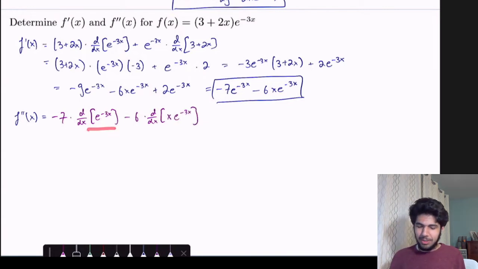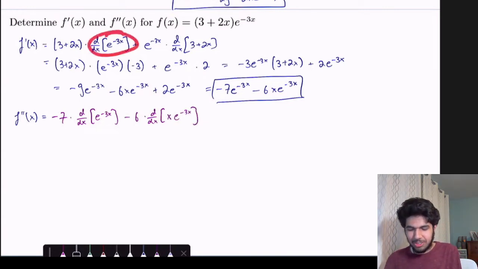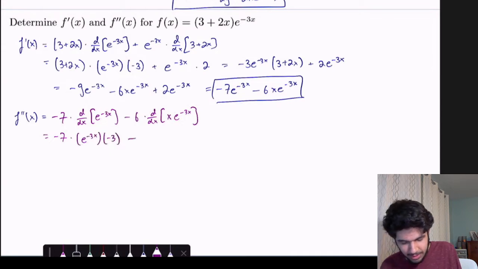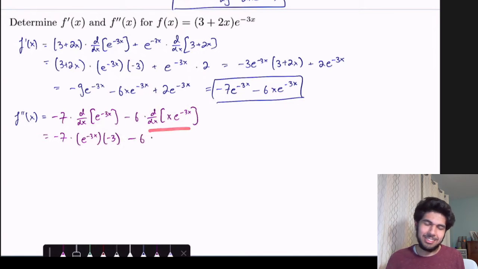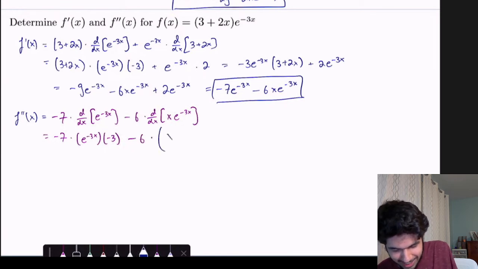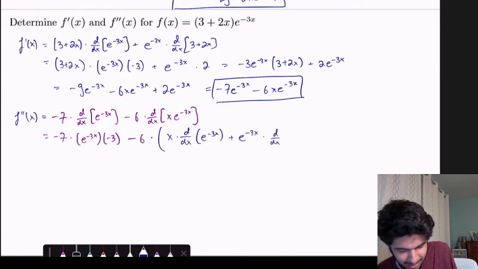So this first term here, we can handle that. In fact, we just solved for that up here. So this would equal negative 7 times e to the negative 3x times negative 3. And then here we have minus 6 times, seems like we'll need the product rule again. Oh, I'm getting tired of it too, don't worry. So that would be x times d dx of e to the negative 3x plus e to the negative 3x times d dx of x.